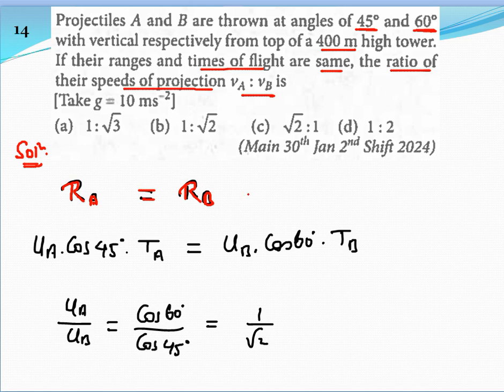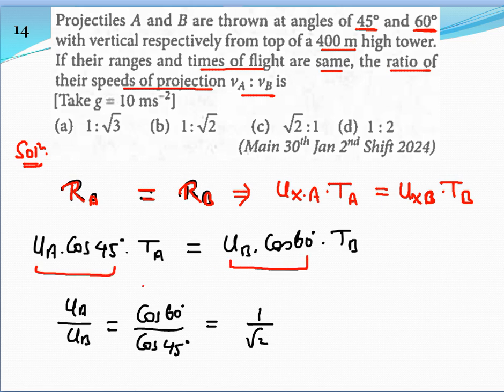What do we know about the range? Range is the x component of velocity of A into the time taken by A, equal to the x component of velocity of B into the time taken by B. So the x component of A is UA cos 45 degree and UB cos 60 degree, times TA and TB, since it has been written that the time of flight is also the same. So TA and TB get cancelled and UA by UB becomes cos 60 degree upon cos 45 degree. So the answer is UA by UB equals 1 is to root 2, option number B.